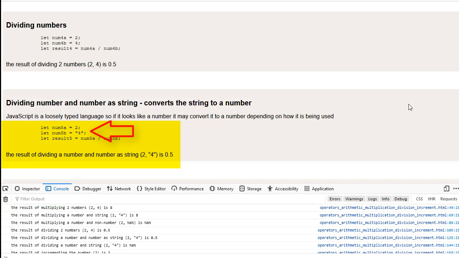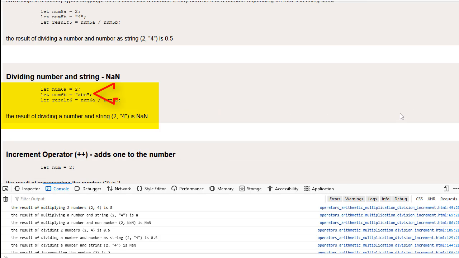So technically it's a string. So what is JavaScript doing? Again, because it is a loosely typed language, it looks like a number, so we're going to treat it like a number, and it's going to give us the exact same result, which is 0.5. However, when we substitute a string value, ABC, in quotations, and we try to perform the division with these two numbers, JavaScript cannot do it, so the result is NaN, not a number.